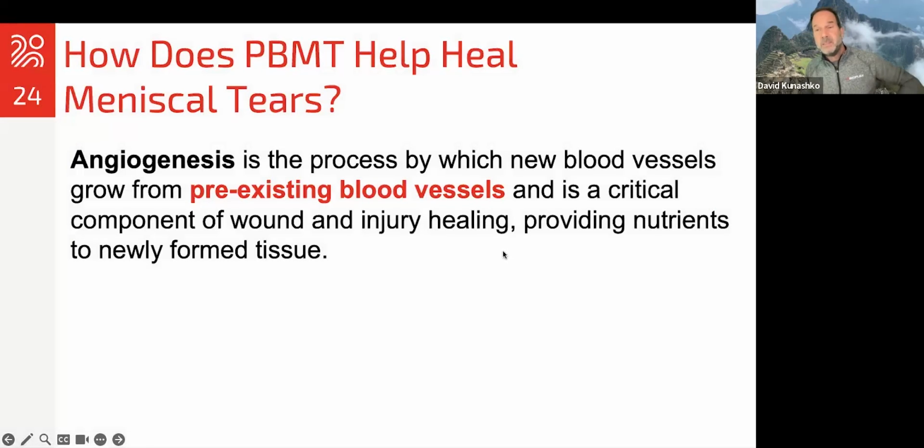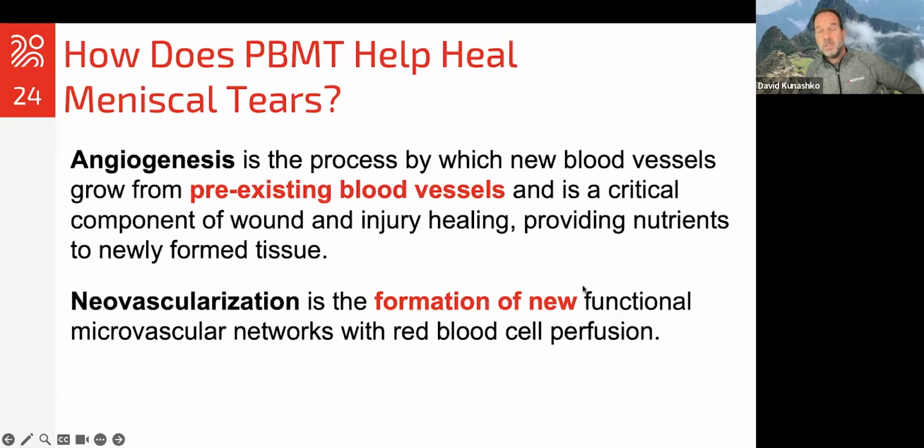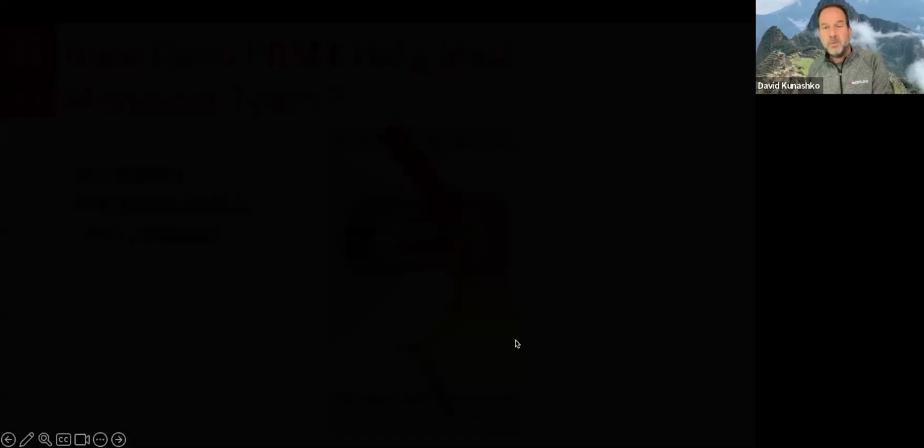Angiogenesis, just so you're aware, is a process by which new blood vessels grow from pre-existing blood vessels. It's really critical for any injury, wound healing, that kind of thing. Obviously it's going to supply nutrients for newly formed tissue, whereas neovascularization is formation of new functional microvascular networks with obviously more red blood cell perfusion.